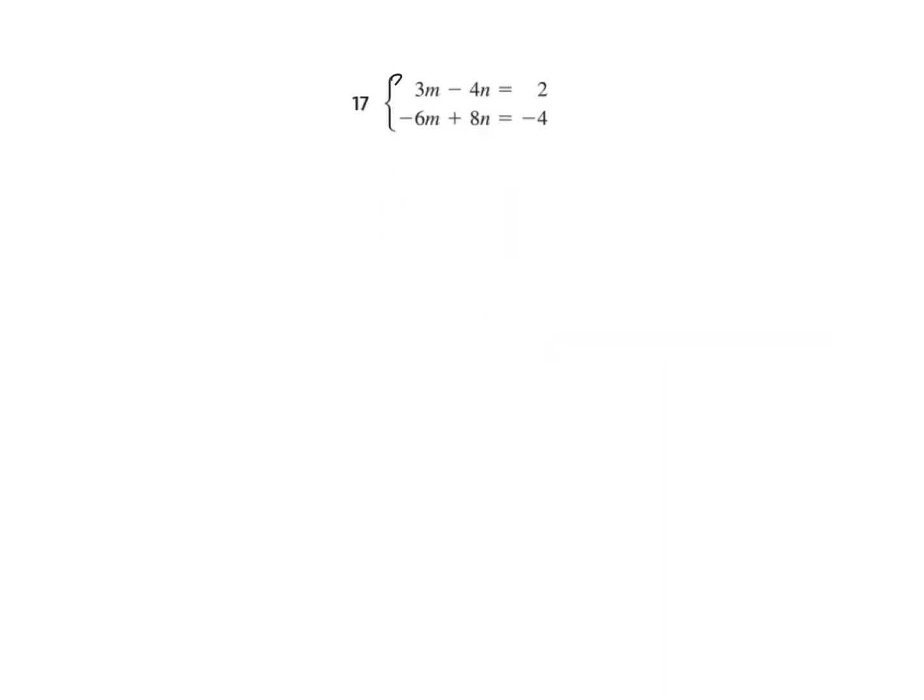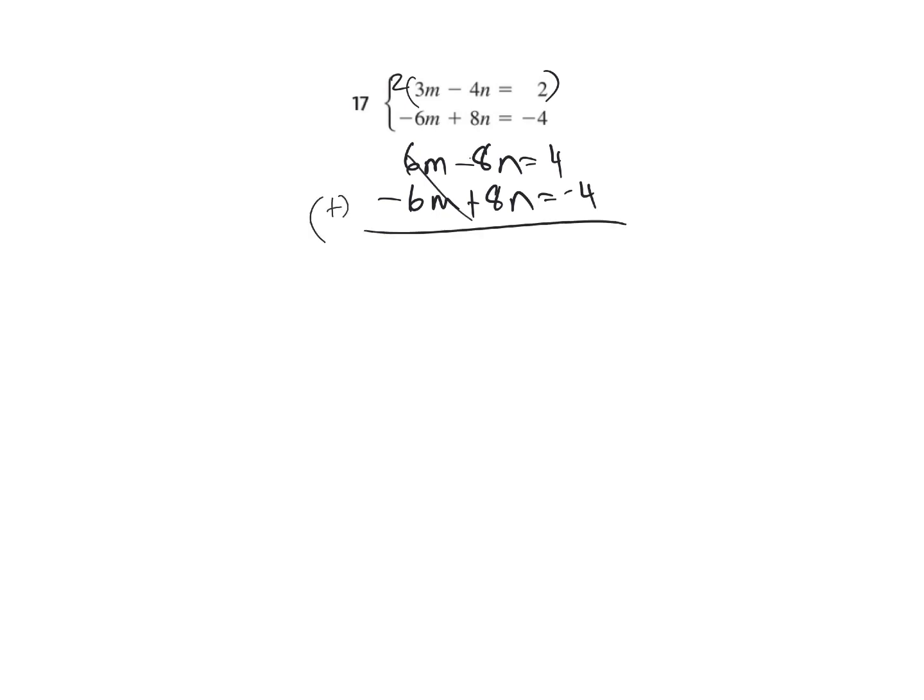All right, let's multiply by 2. We get 6m minus 8n equals 4. Negative 6m plus 8n equals negative 4. Here, when we add these together, we get 0 equals 0. So this is infinitely many solutions.